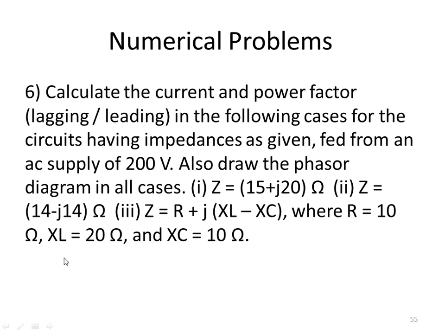So let me do them one by one. This problem can be divided into three parts. Given supply voltage is 200 volt. First, we will deal with 15 plus j20. Second, Z is equal to 14 minus j14. Third, we'll deal with R plus j times (XL minus XC), where R is equal to 10 ohm, XL is equal to 20 ohm, and XC is equal to 10 ohm. We'll also deal with how to find the current and power factor and check whether it is lagging or leading, and we'll draw the phasor diagram in each case. Now, let me start with the first one.